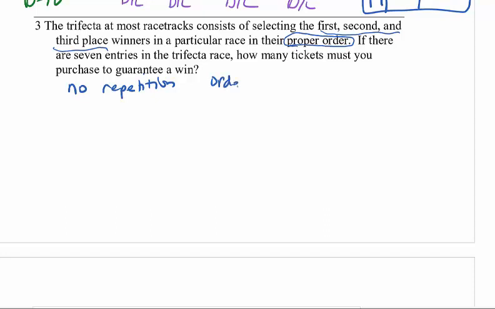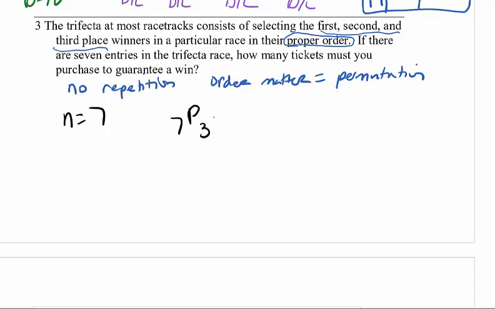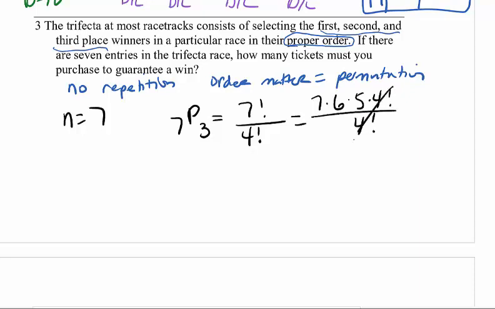If order matters, that is a permutation, and there are 7 entries. So the total possibilities is 7, and we are only choosing 3 places. So this is a 7P3, which, if you wanted to go back to the formula, means 7 factorial over 7 minus 3, which is 4 factorial. 7 times 6 times 5 times 4 factorial over 4 factorial. Those cancel. You get 7 times 6 times 5, which should give you 210.